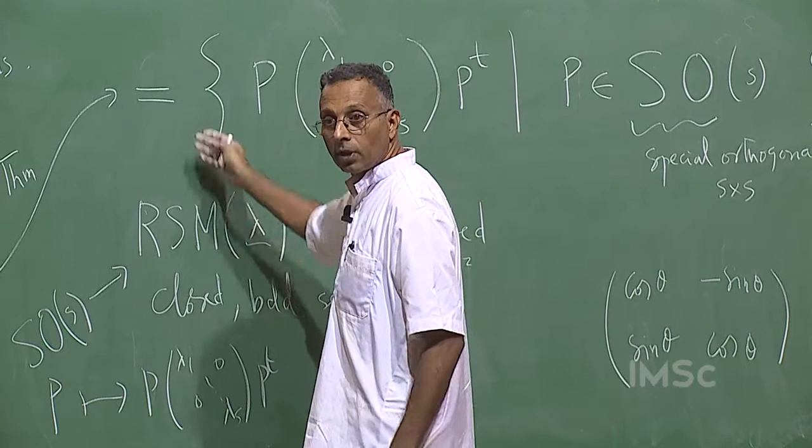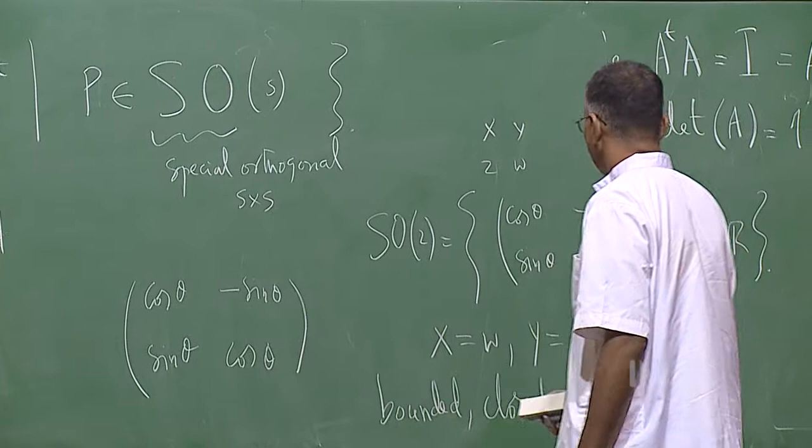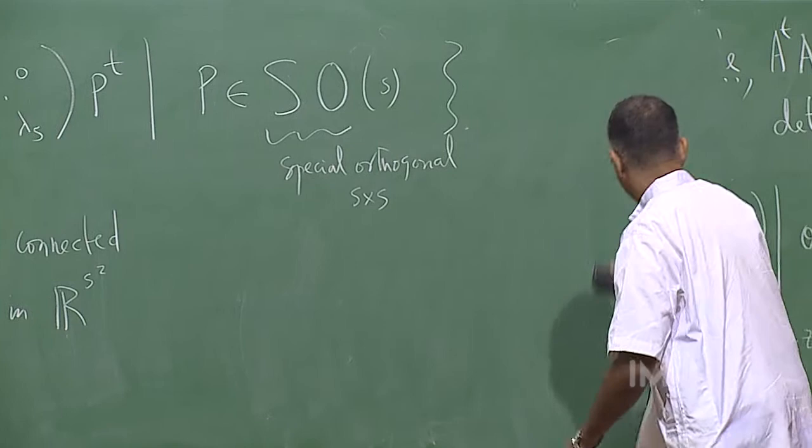This is a connected set and a compact set. Therefore, so is this. Okay. Now we are ready to pose the important question. So now we have a compact connected set. We ask the following question.